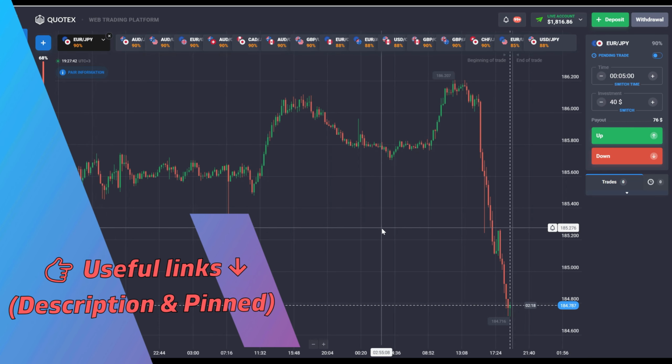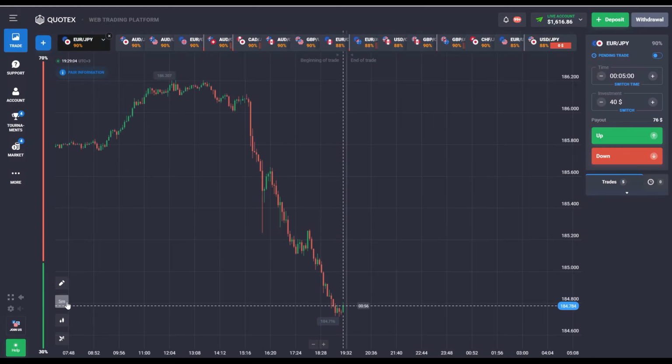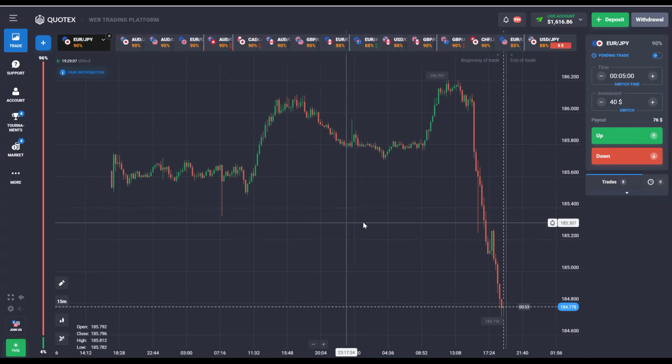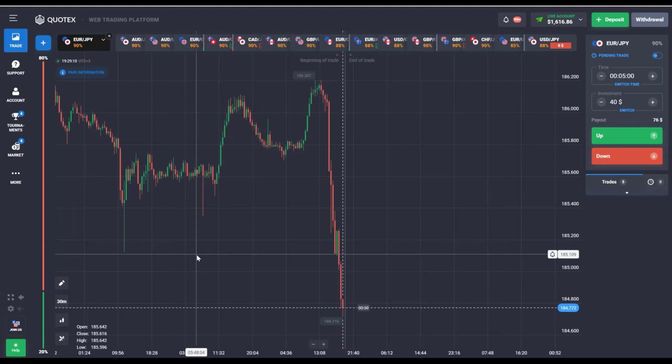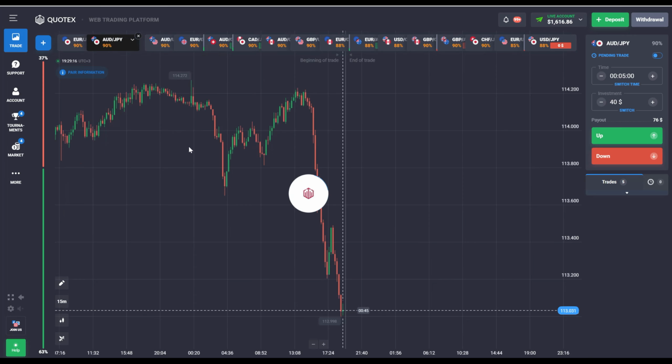US dollar and Japanese yen. I'm opening a trade for a decrease, and so far all 5 trades are in the red. Let's switch to a 15-minute time frame, or even 30 minutes, because there aren't enough charts. Apparently not. I won't see anything interesting here either.